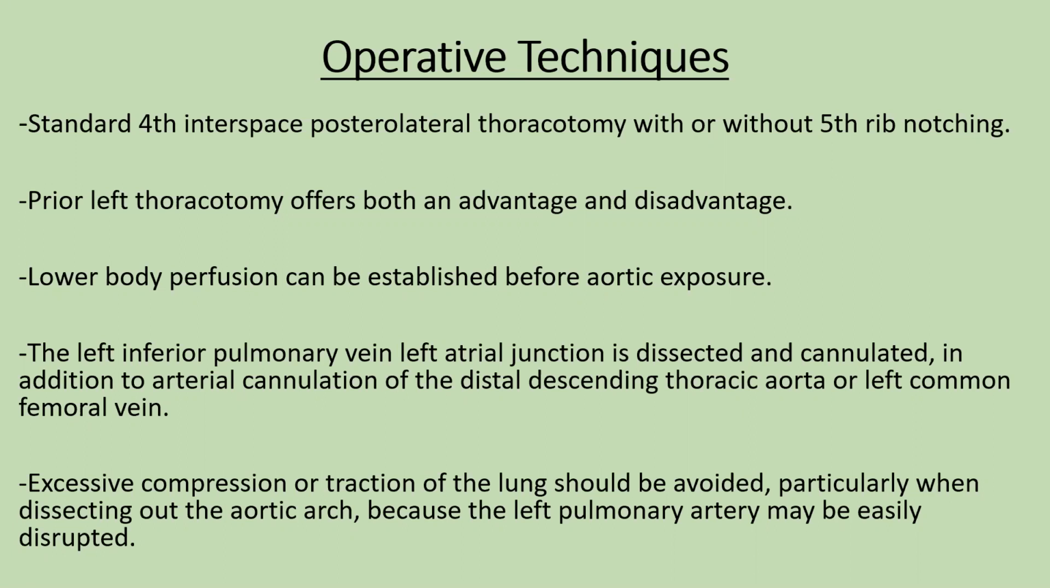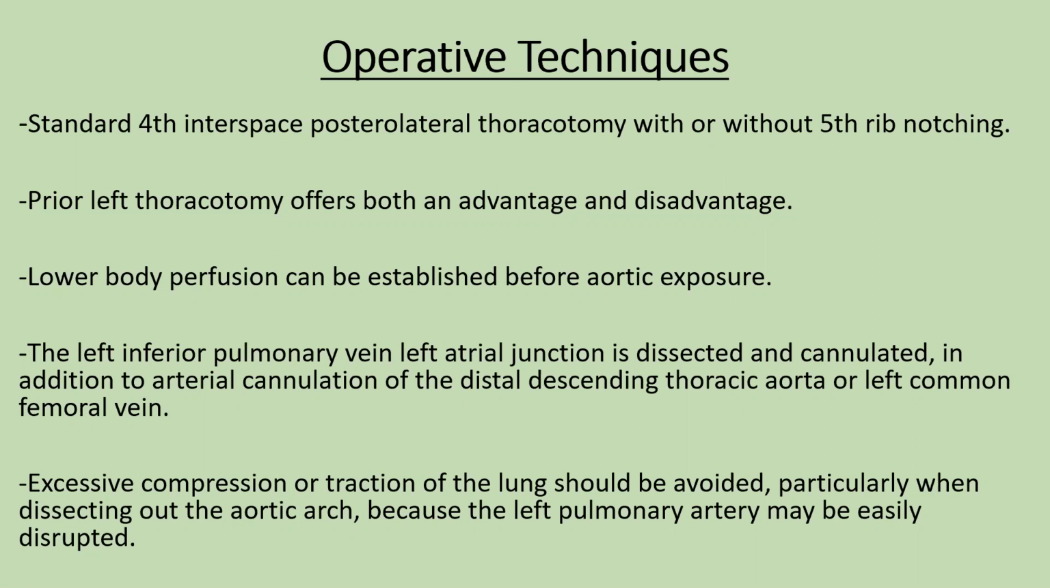So a standard fourth interspace posterolateral thoracotomy, with or without fifth rib notching, usually provides an excellent exposure to the aortic isthmus and proximal descending aorta. The incision should be long enough to facilitate dissection of the descending thoracic aorta below the level of the inferior pulmonary vein and dissection of the arch of the aorta between the left common carotid and the left subclavian artery.